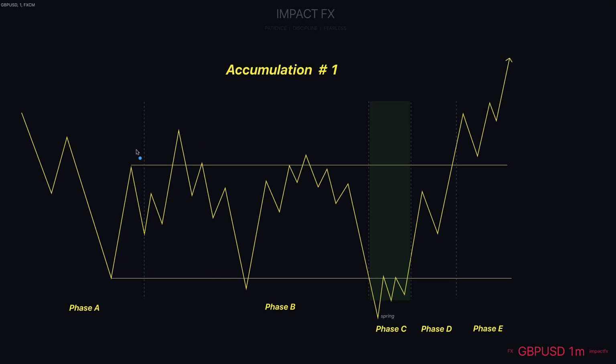So phase A will be your normal trending market, okay? Price making lower low, lower high, lower low. Now, all of a sudden, as phase B starts, you're going to start to notice that the overall price starts to break structure, okay? Now, people would classify this as your first choch.